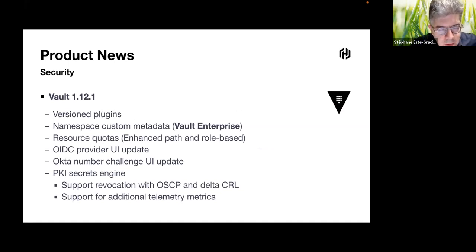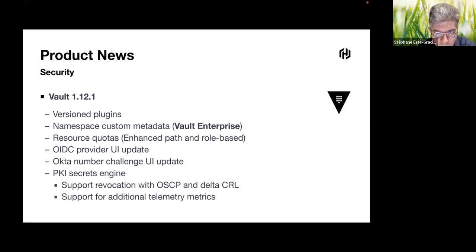Then for Vault, as usual, Vault is the most active project at HashiCorp. So you have many new features on Vault. The most important one for the 1.12 release is the version plugin. So Vault adds the concept of version 2 plugins, making plugins version aware and enabling release standardization and a better user experience when installing or upgrading a plugin. Namespace custom metadata support has been added to specify custom metadata on a namespace.